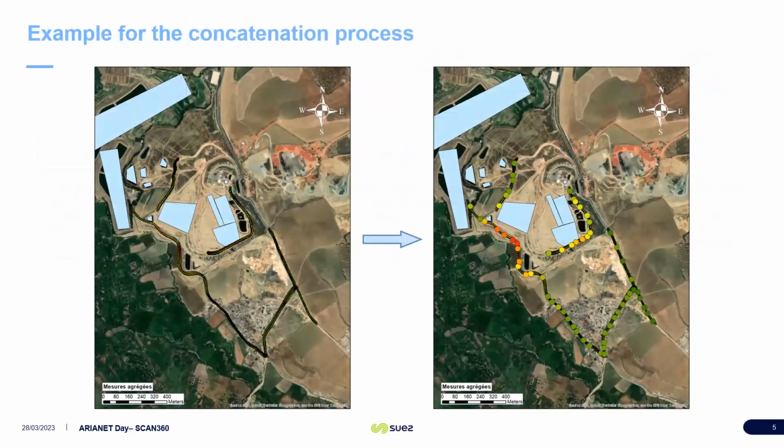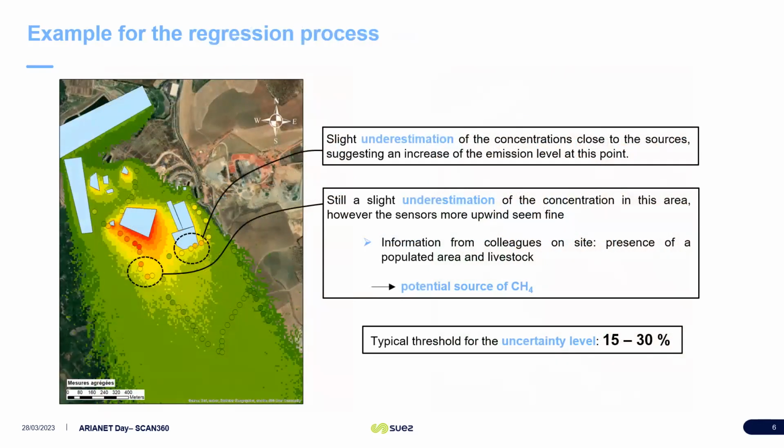Here's another real-life example of this concatenation process. As you can see, this is a, I don't remember the word in English, but this is where you put the waste, basically, and there's some very important sources of methane. On the left part, you can see all the measured data, all the little points that you can see. And these points are then concatenated, and you can see the concatenated sensors on the right side.